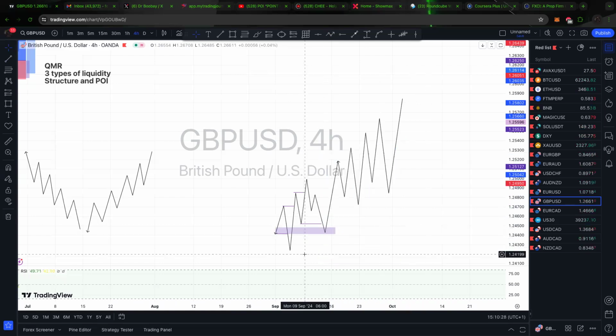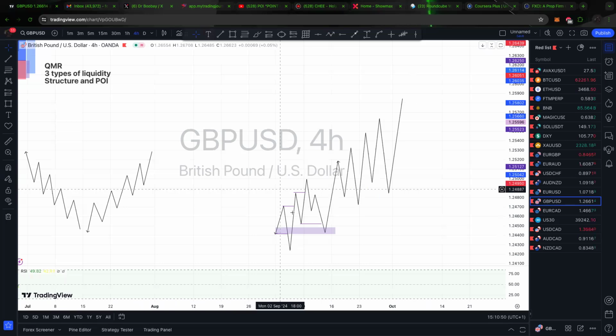So I've talked about three things there. I talked about the QMR, I'll explain QMR, and then this, we call it Quasimodo, right? Quasimodo reversal.